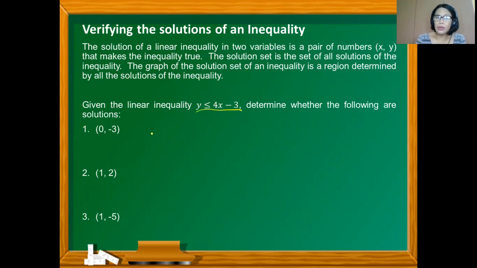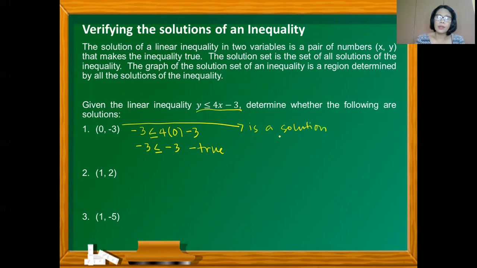So, as stated, we're going to substitute the point into the inequality. So, we have to substitute negative 3 for y. So, we have negative 3 is less than or equal to 4 times the value of x, which is 0, minus 3. Simplifying, negative 3 is less than or equal to 0 minus 3, so we have negative 3. Since negative 3 is equal to negative 3, this is a true statement, and we can conclude that (0, negative 3) is a solution.